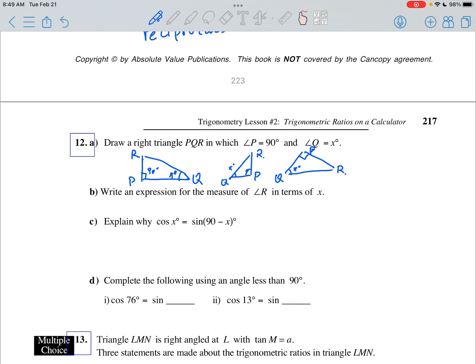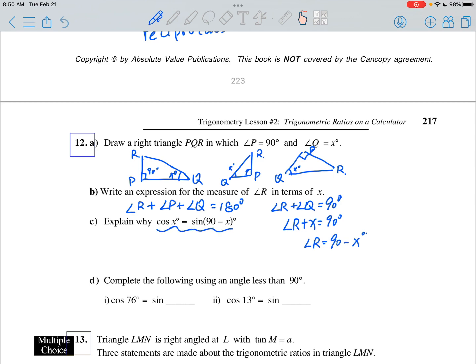And then write the expression for the measure of R in terms of X. We know angle R plus angle P plus angle Q equals 180 degrees, and angle P is 90, so angle R plus angle Q equals 90 degrees, right? And putting in angle Q equals X, R plus X equals 90. So angle R equals 90 minus X. Okay.